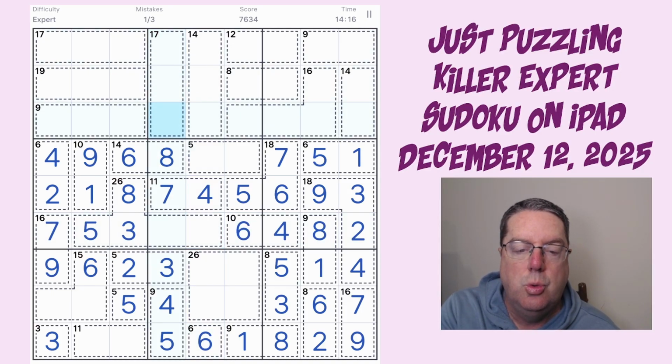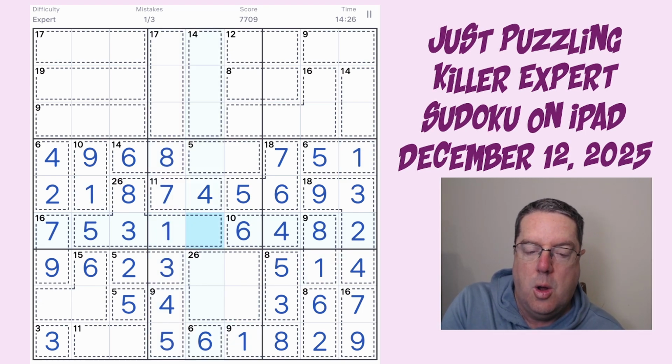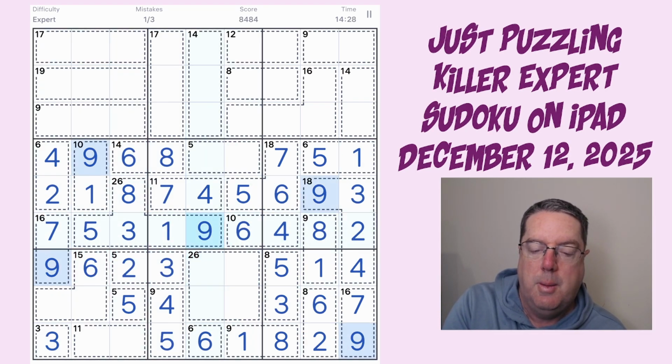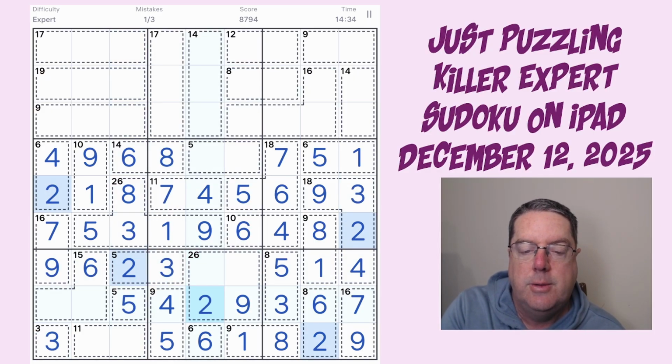So 2, 9 and 6 are the numbers there. So this is going to be a 1 here and a 9 here. 9 can't be here, 9 can't be here. So this is a 9. The other number that can't be is 2. Come up here, this can't be a 2, so this is a 2 here, leaving this to be a 3.